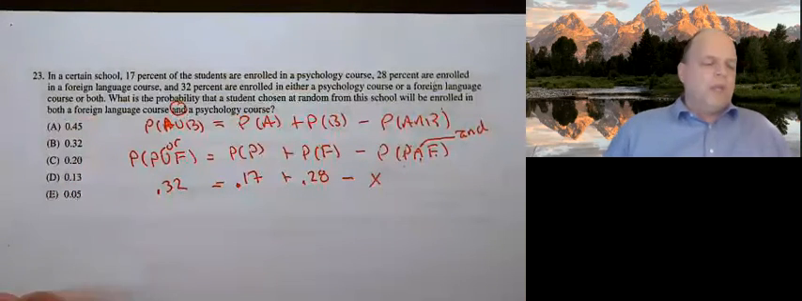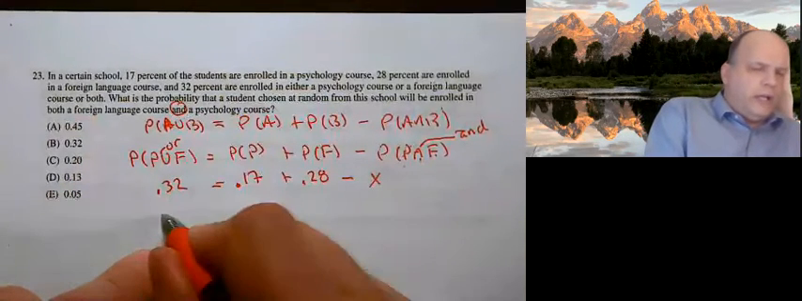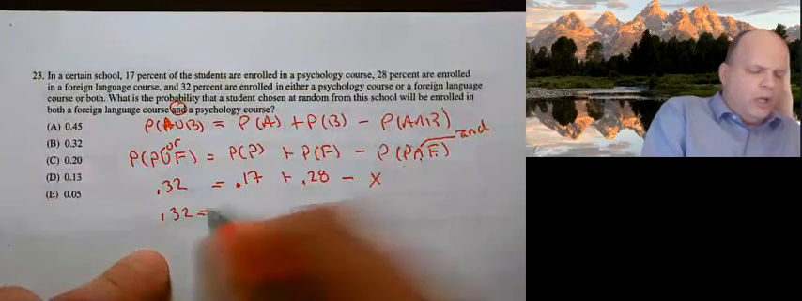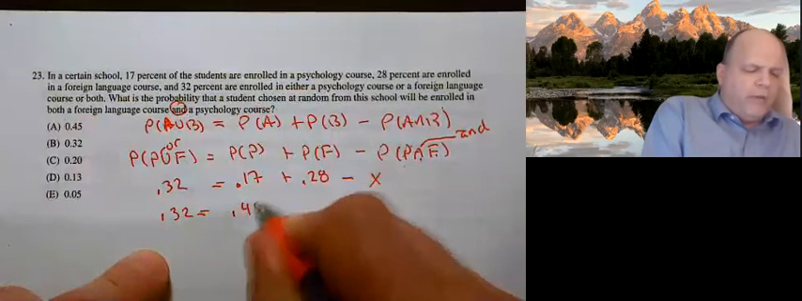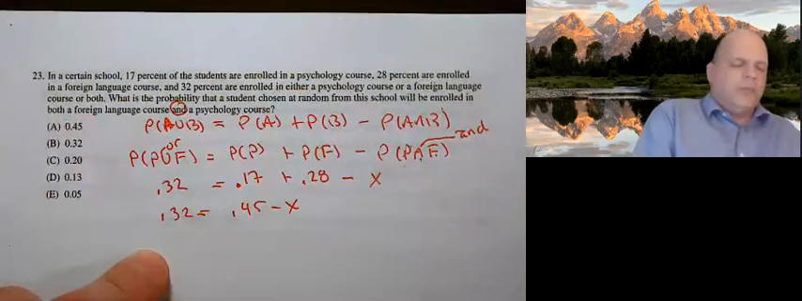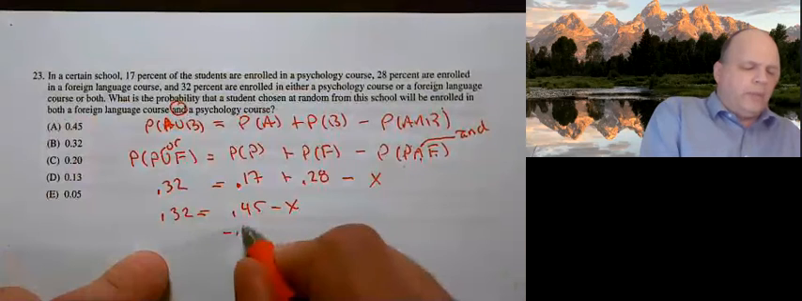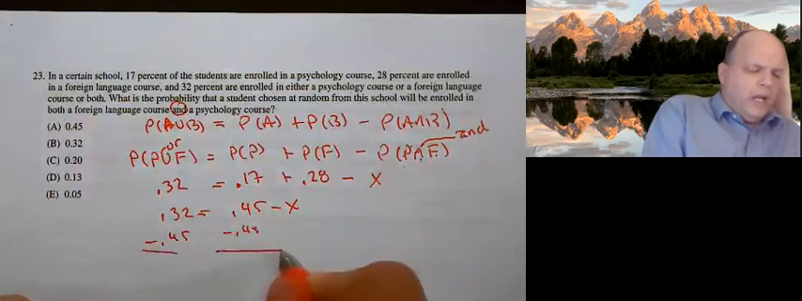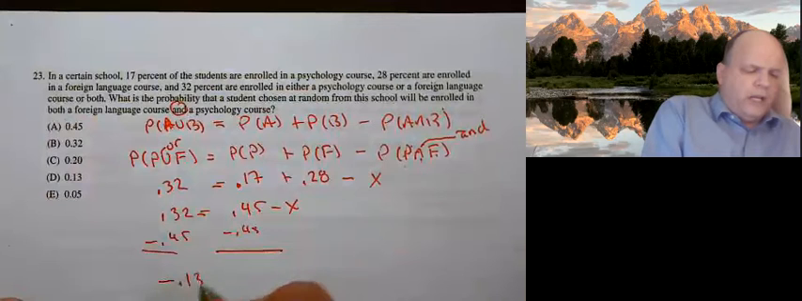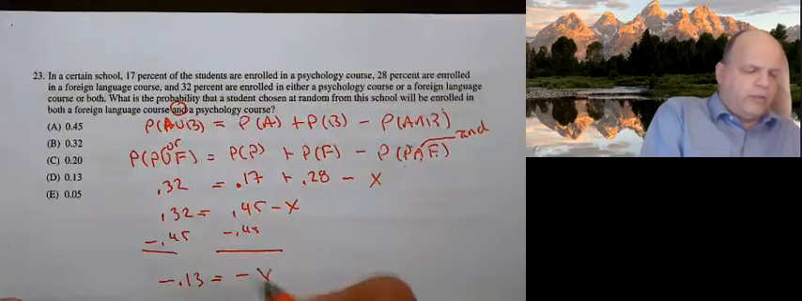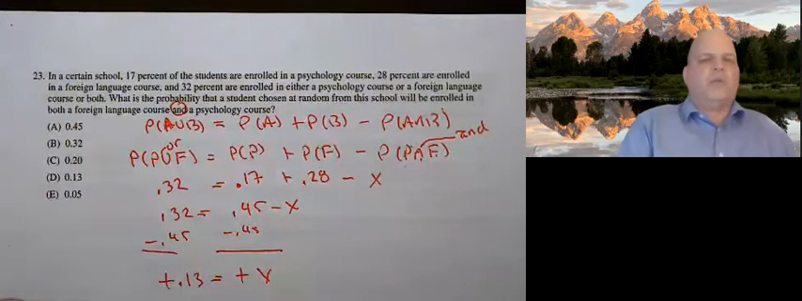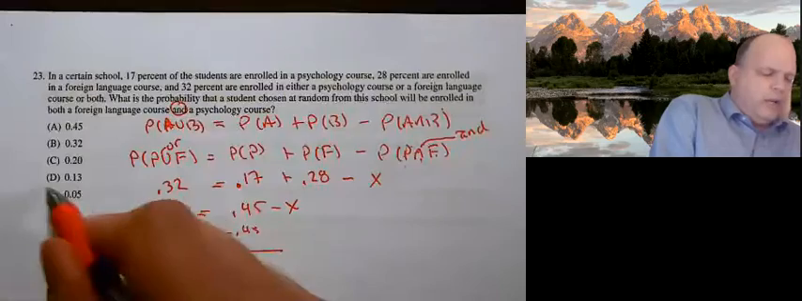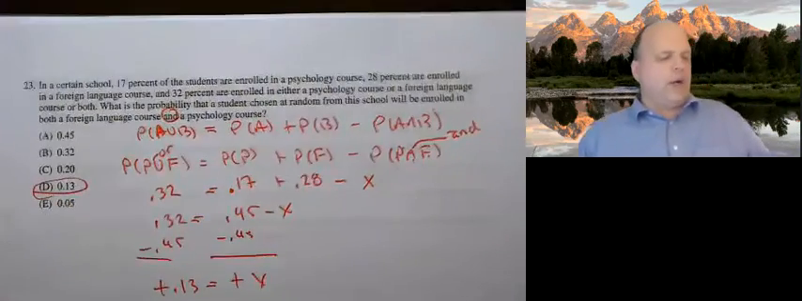I sum these two together, and I get 0.32 equals 0.45 minus X. I'm going to subtract 0.45 from both sides, and I get negative 0.13 equals negative X. Make them both positive. We're all nice and happy. And we get D for our answer.